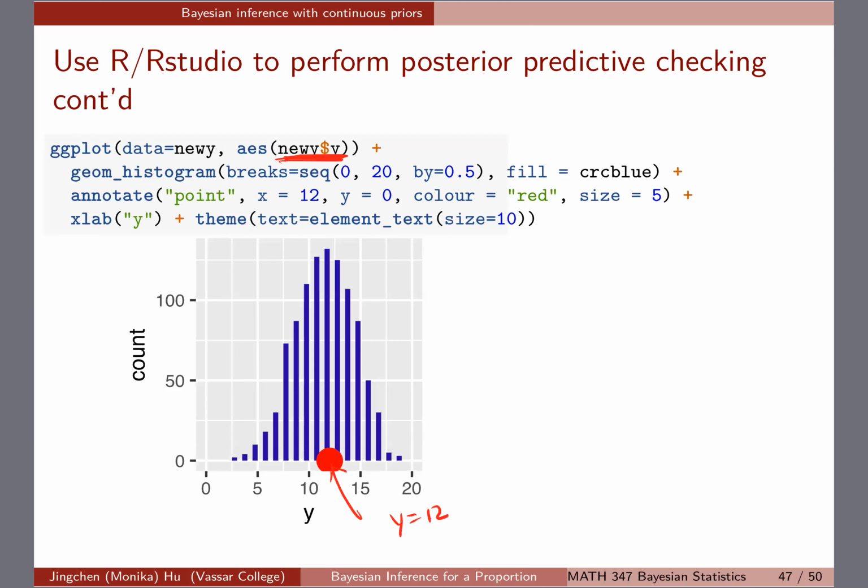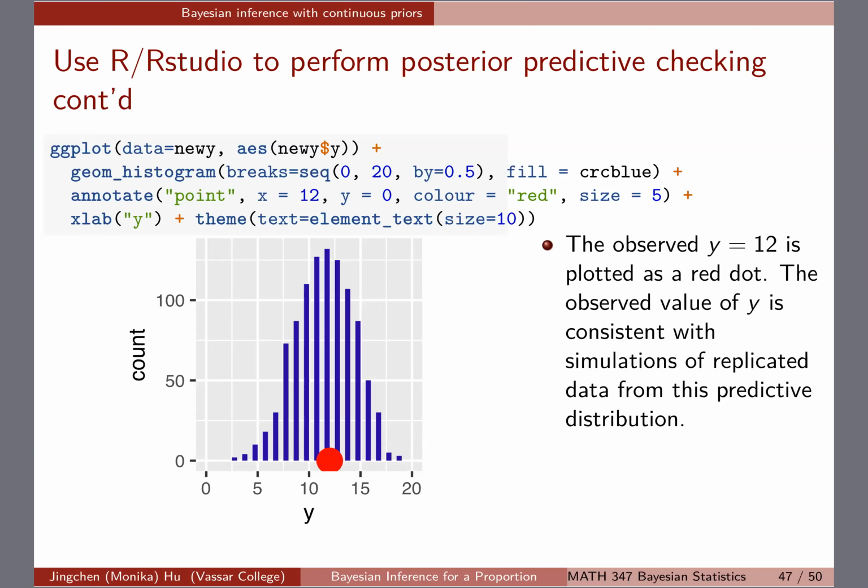So the goal of doing this is you want to see that, well, our original sample tells us 12 successes out of 20 trials. I want to see how likely or how unlikely it is according to the predictive distribution that we have. In this case, it's right in the middle, meaning that the model is most likely in accordance with the data, because the predicted distribution is very similar to what we would have with the original data.